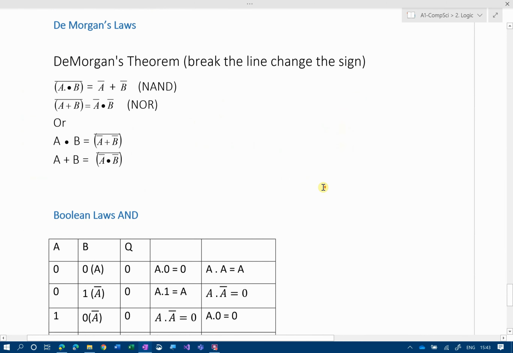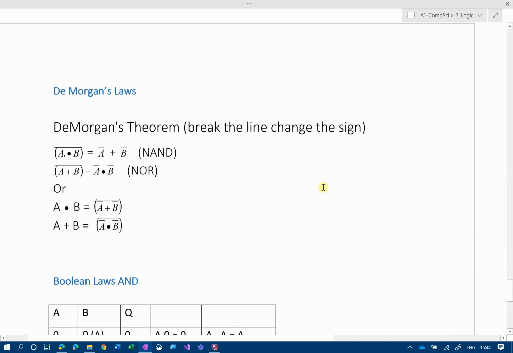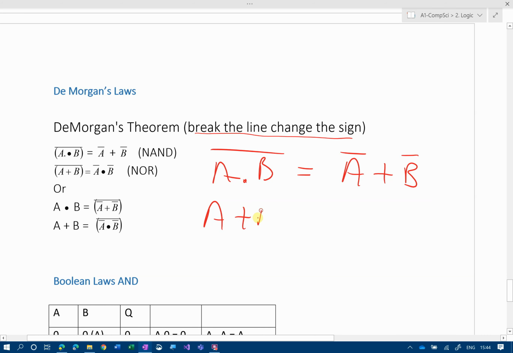So that's the first one. Now, just a couple of things. De Morgan's law was mentioned there. De Morgan's law is basically this: break the line, change the sign. If you look at this one here, we have A and B, A and B. If you break the line and change the sign, those two are the same. We can do the same again for NORs as well. We want to break the line, change the sign, and that becomes that. So we're breaking the line there, breaking the line there.